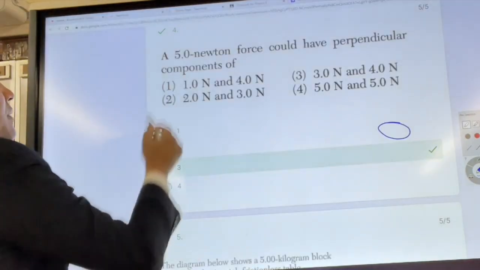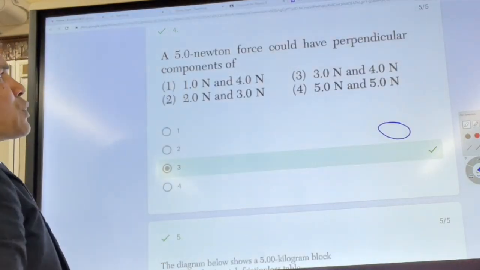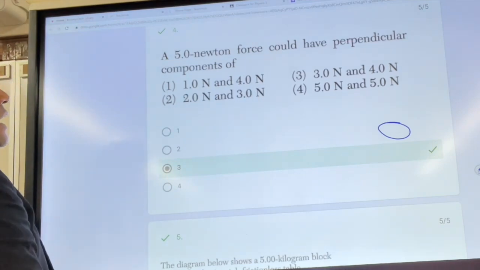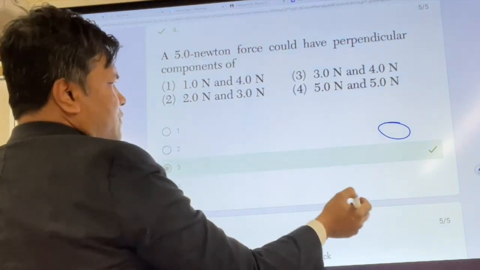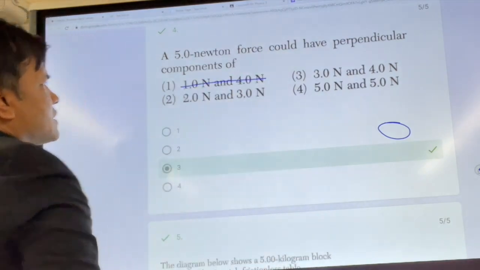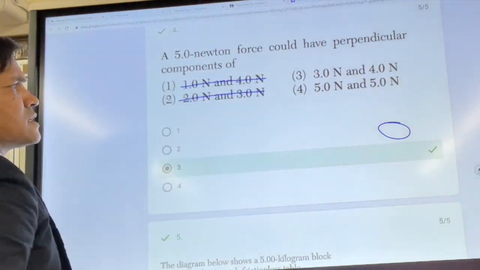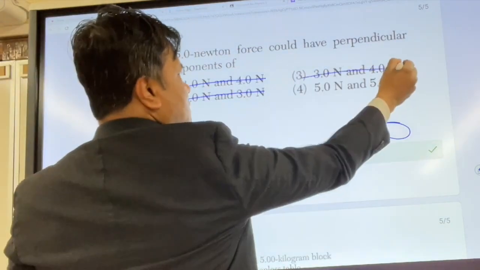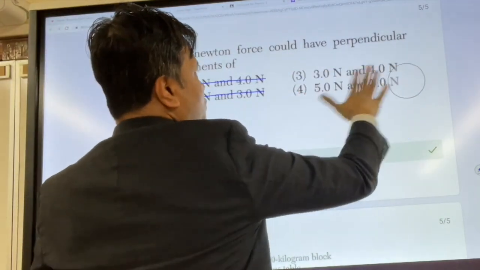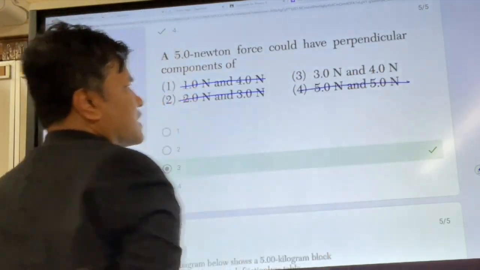Number 4, we have a 5 Newton force. Could it have perpendicular components of 1 and 4? Absolutely not. 2 and 3? Absolutely not. 3 and 4? 3 and 4 will work. 5 and 5? Absolutely not.